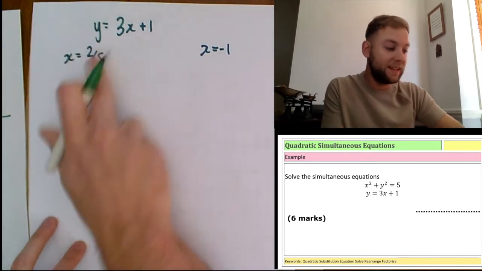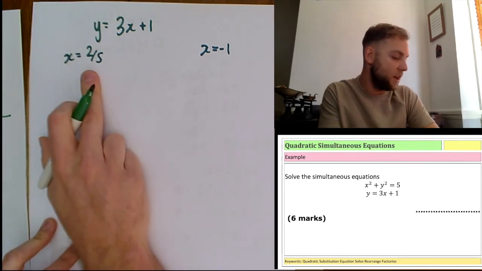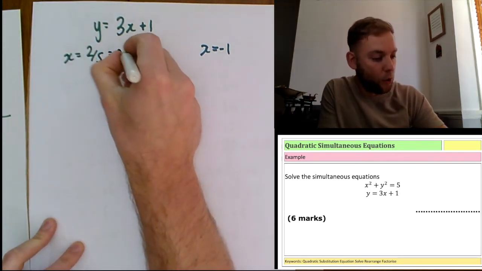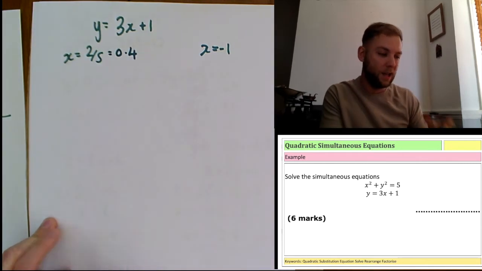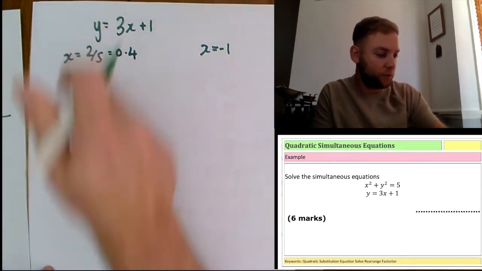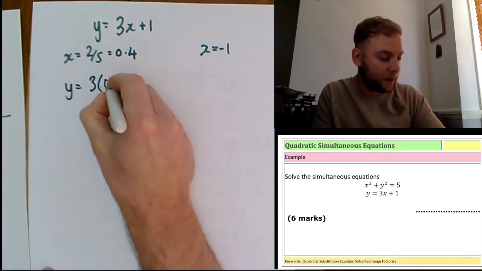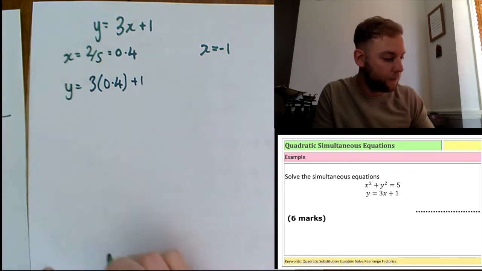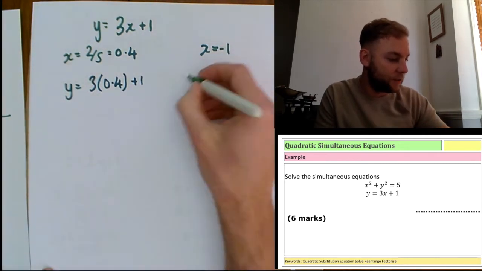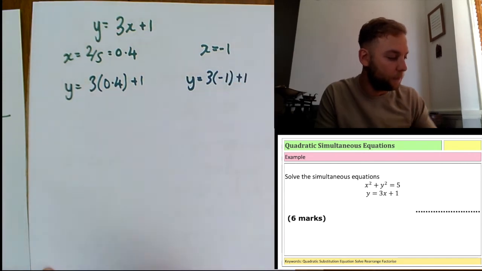So I'm subbing this in first. We could do it as a decimal if you want. So what is that as a decimal? That's equal to 0.4. Okay, 4 over 10 if you want to think about it like that. So let's substitute this in. So y is equal to 3 times by 0.4 plus 1. Brilliant. And let's substitute this in. So y is equal to 3 times by minus 1 plus 1.